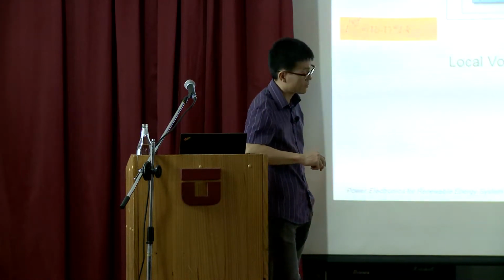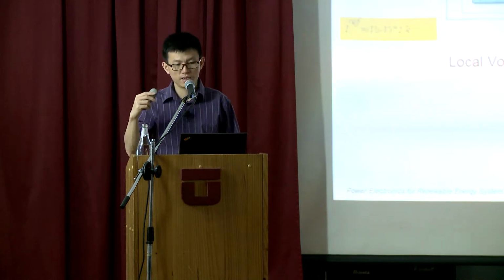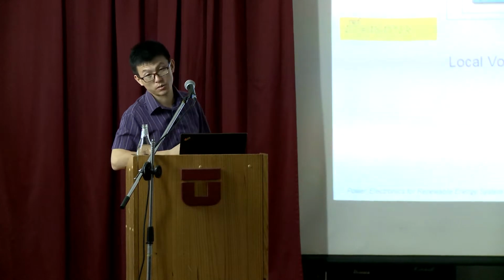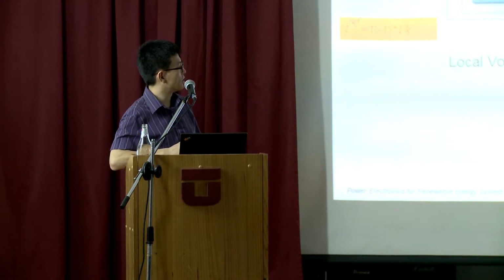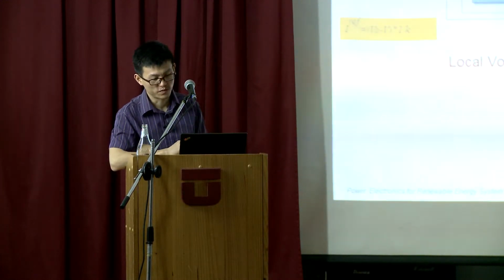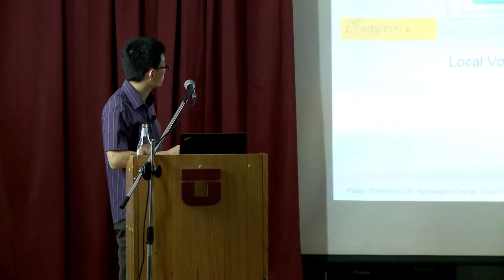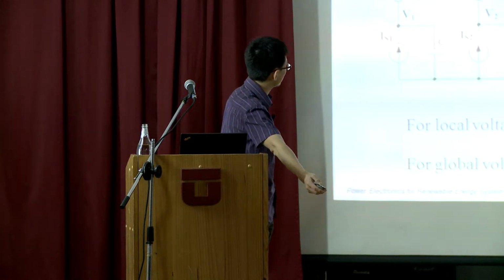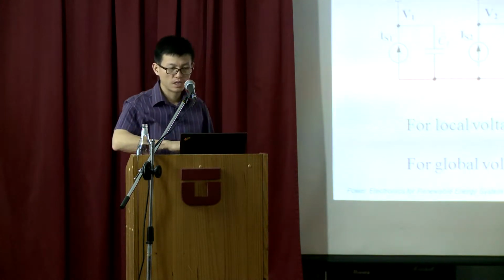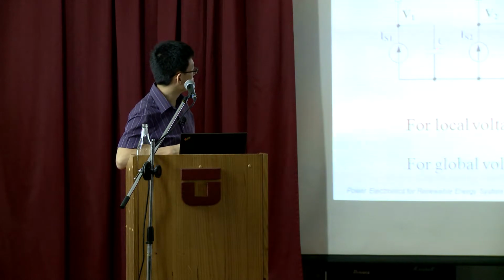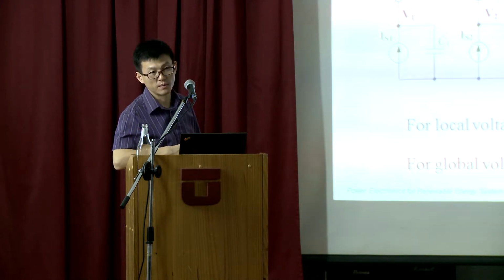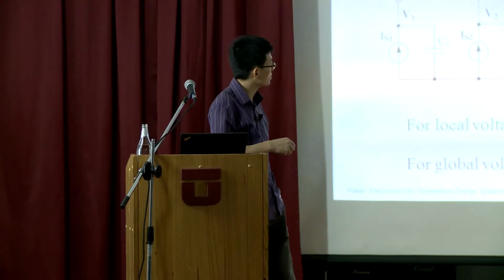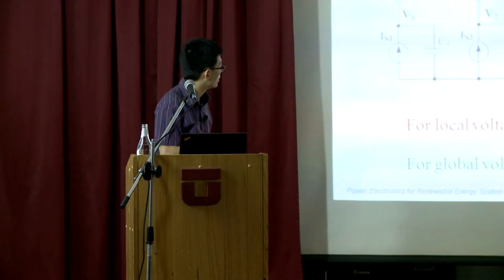The beauty of this one is that you can always guarantee that your power sharing is exactly what you want. But there is some issue with this global voltage feedback, which I'll talk about later as well. So for this local voltage feedback, or the current mode droop, you can use a current source to represent this droop.